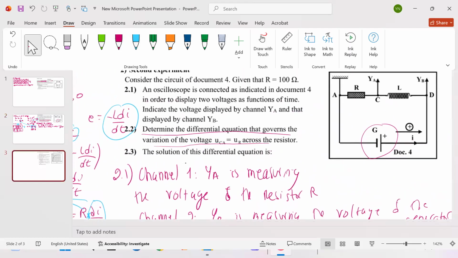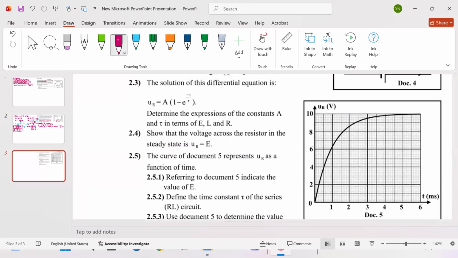Now, let me start with the 2.3. The solution is given. And obviously, this is known by now that every time I find a differential equation, whether it's UR or I or UC, when I used to talk about the capacitor, they all have the same solution because I'm getting to the same differential equation. Every time you see this question and they ask for the constants A and tau, or they ask you to verify that this solution is actually a solution, all of these types of questions are asking you for the same thing. Just take the solution and replace it in your differential equation.